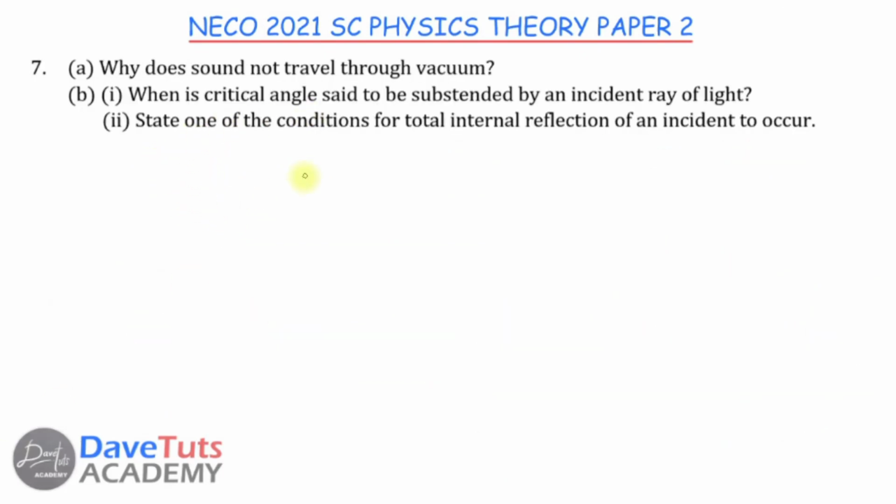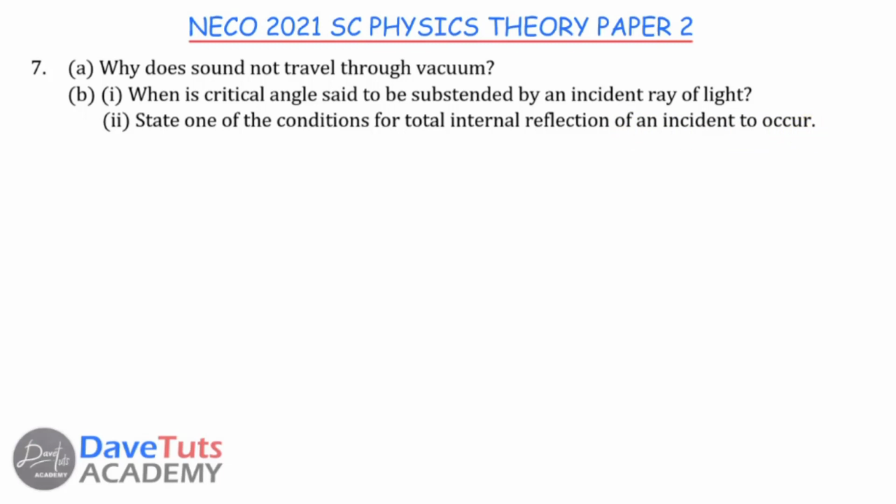Okay, let's ask ourselves this question. Why is it that sound does not travel through vacuum? That's our first question here. And then we're also being asked when is the critical angle said to be subtended by an incident ray of light? We're also to state one of the conditions for total internal reflection of an incident ray to occur.